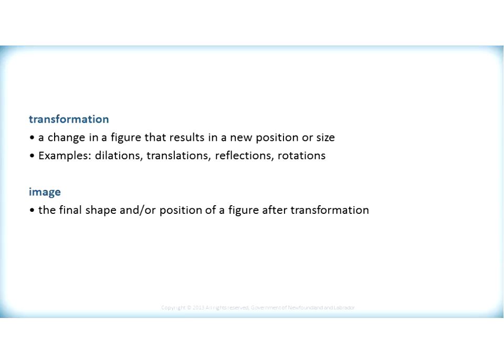Next, we have the image. When we have a transformation, we have a new image that is created. It's the final shape and or position of a figure after a transformation. So depending on the type of transformation, we could have a new shape, a new size, or we can have our image in a new location.